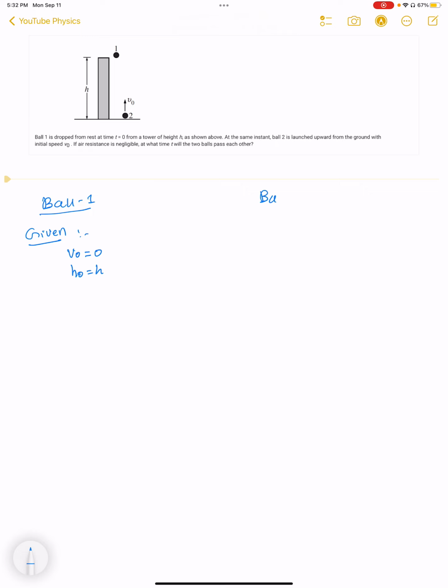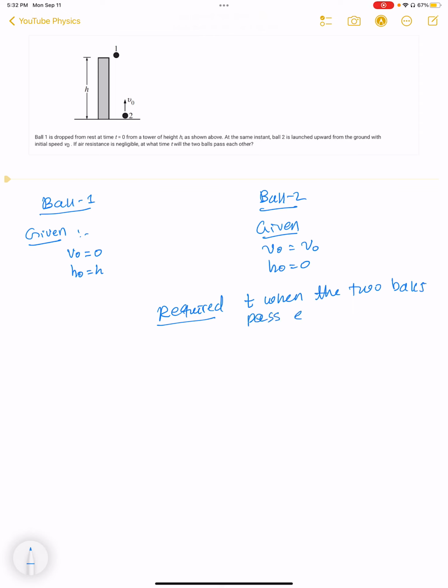And for ball 2, what do we know? This was launched from ground, so that means its initial velocity is v naught. And the starting height is 0 since it starts from the ground. What's required? The required is t when the two balls pass each other.